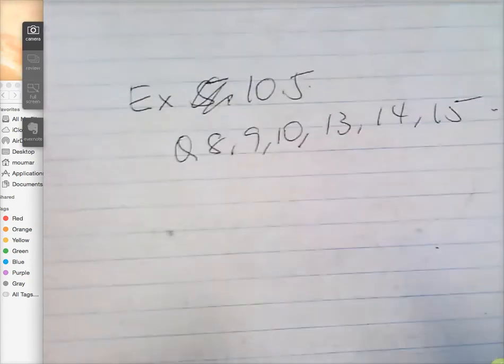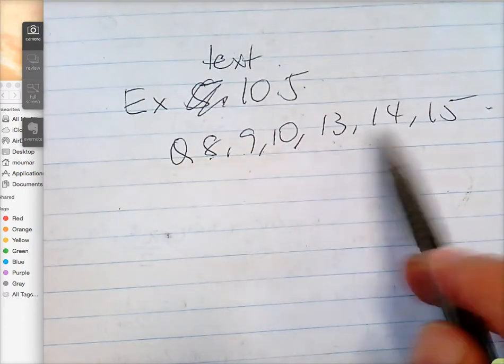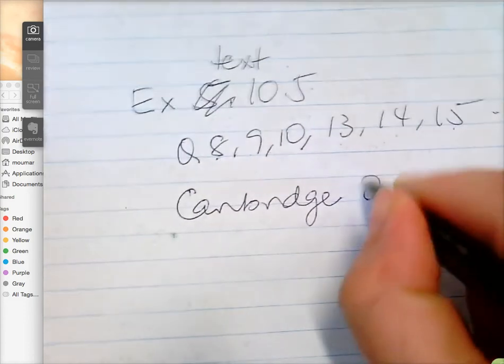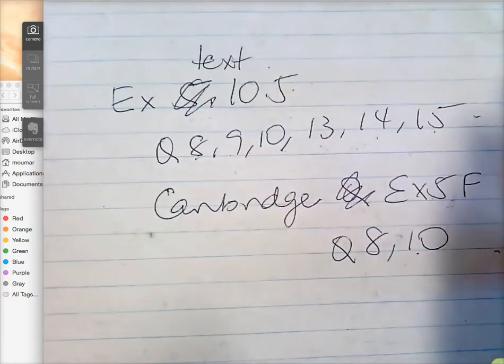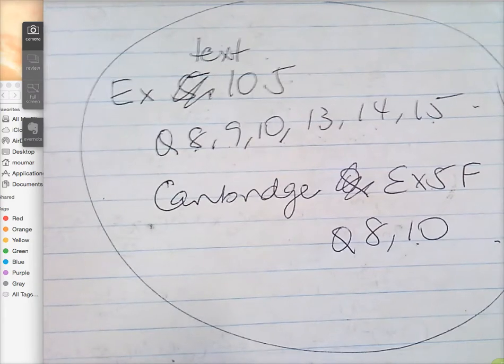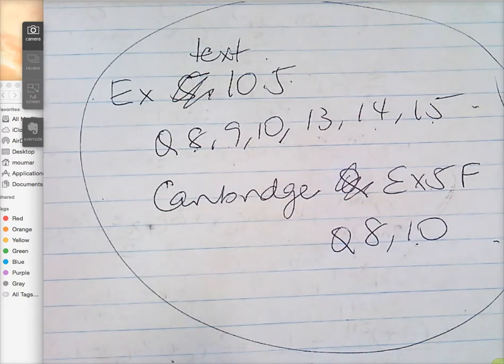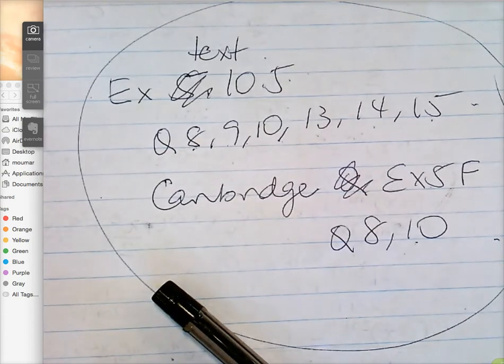This is your homework. Textbook, exercise 10.5, question 8, 9, 10, 13, 14, 15. And from Cambridge, it's exercise 5F, questions 8 and 10. Now, the other types of questions, which are on the worksheet, the Cambridge ones, we're not going to do that type. We're only going to do integration, differentiation, or straight substitution in this exam. We will do the rest after the exam. So binomial theorem is finished at the moment until after the exam.